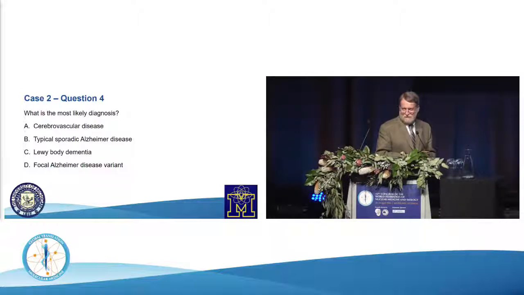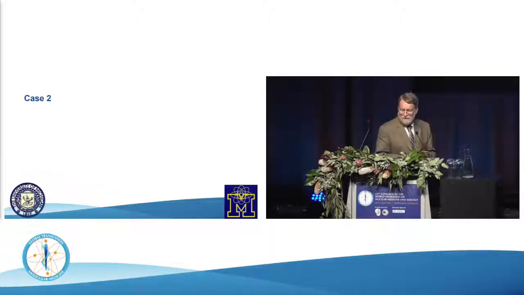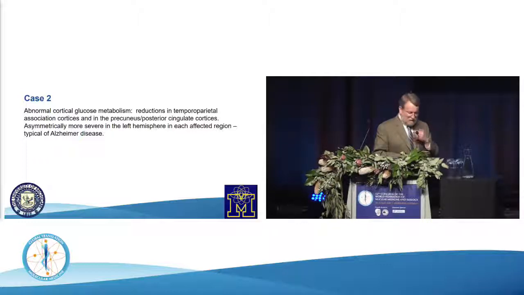So how many vote for A? No takers. B? Okay, one. C? We got a vote in favor, and then D? The majority. Very good. So this, again, similar to the prior case, shows hypometabolism in those association cortices posteriorly, as well as engagement of the posterior cingulate and precuneus bilaterally. Again, the findings are asymmetrical but consistent amongst all of those sites. So that aspect of it is typical of Alzheimer's disease.